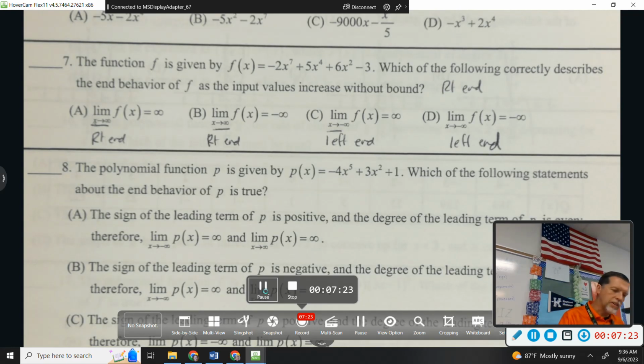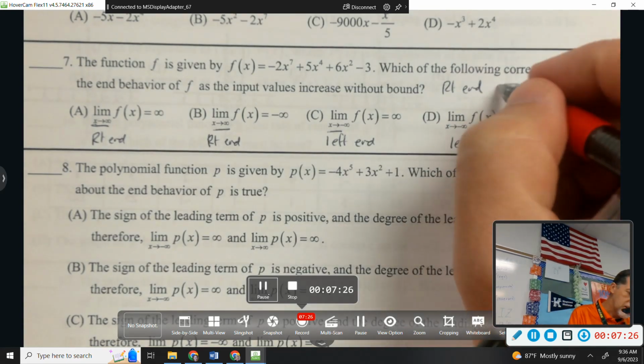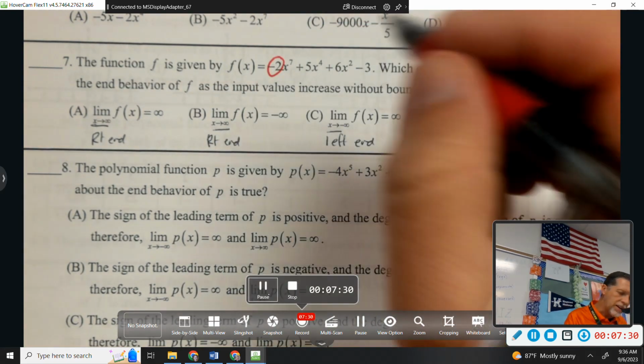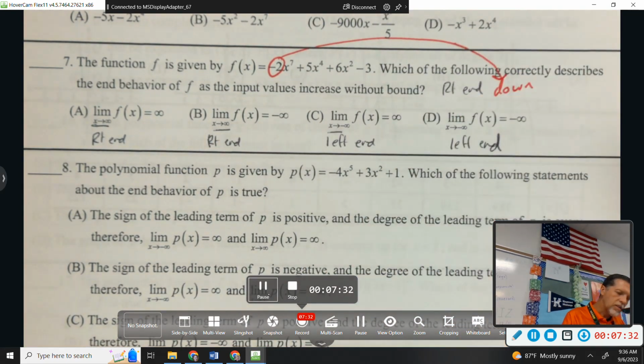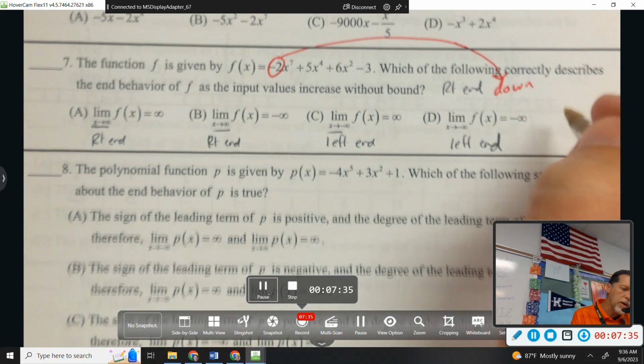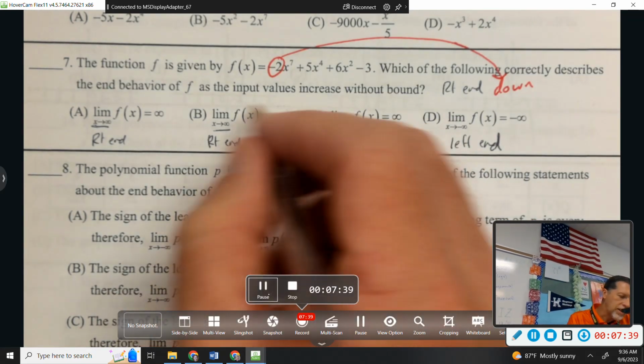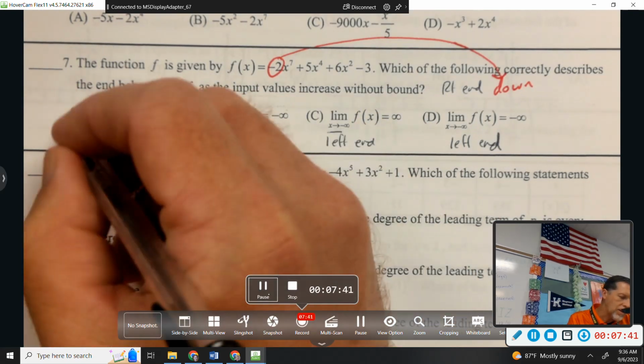Down. Why is it going to be down? That negative lead coefficient means the right end is going to be down. So that means as x goes really far positive infinity, we're headed toward negative infinity. So I think B is right. A is definitely not right.